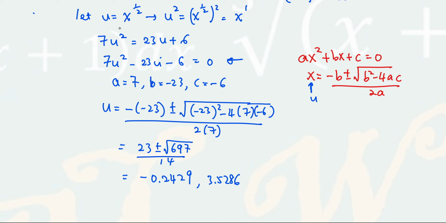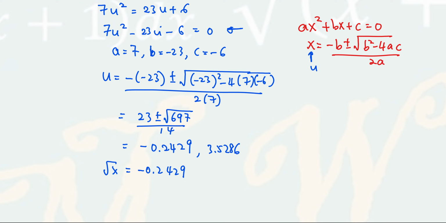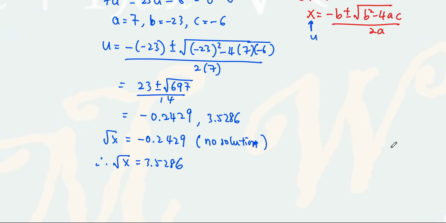So from here, my u is x to the power half. So square root x equals negative 0.2429. Now, for your information, square root x is always positive. That means this one, no solution. Okay, so therefore, square root x equals 3.5286. Right, you should choose the positive value instead of the minus because of the square root.